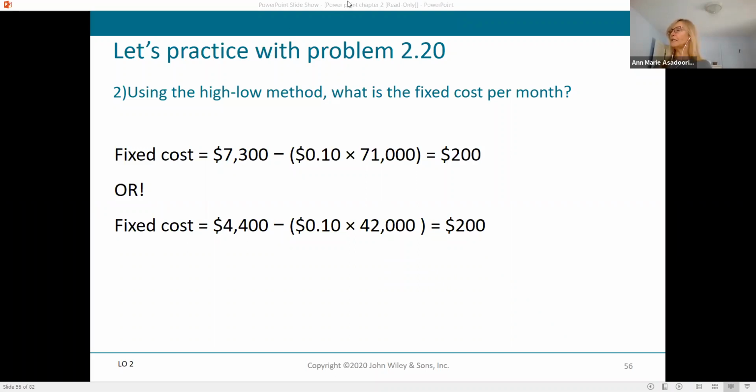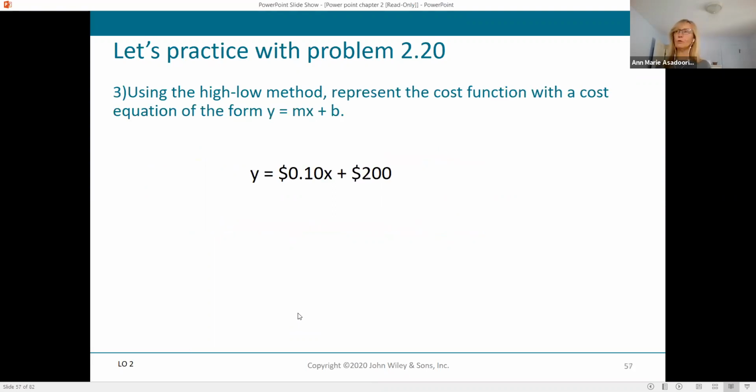So now I can do my linear equation here, because I know the variable cost per unit is 10 cents per copy. And I know my fixed cost: no matter what happens, even if I don't do any photocopying, I have to pay the $200 in fixed cost. So I know that my photocopying is going to behave like this straight line.